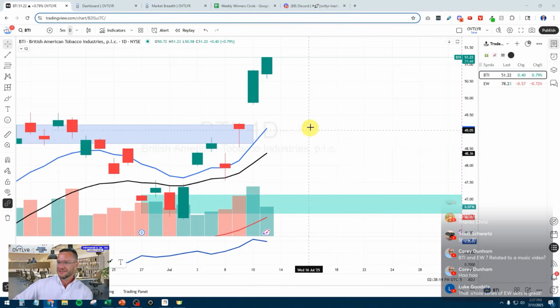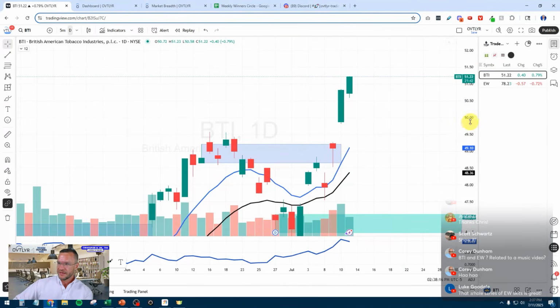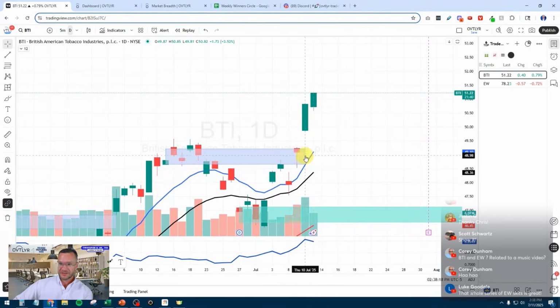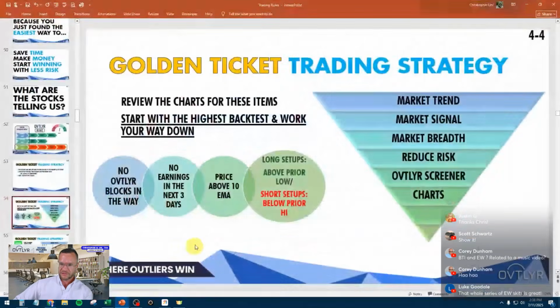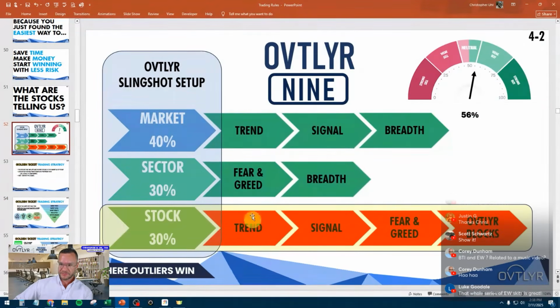So looking at BTI, and right here, man, does it look great, right? We've got our 10 over 20, price over 50, no outlier blocks in the way. In fact, let's roll through the OVTLYR 9 here real quick. The trend is good.